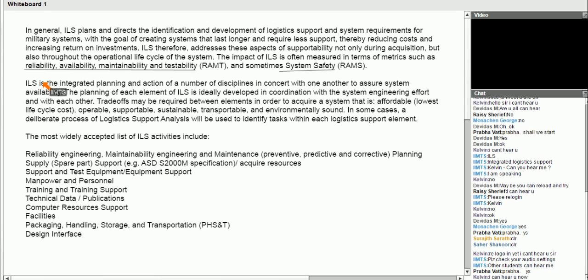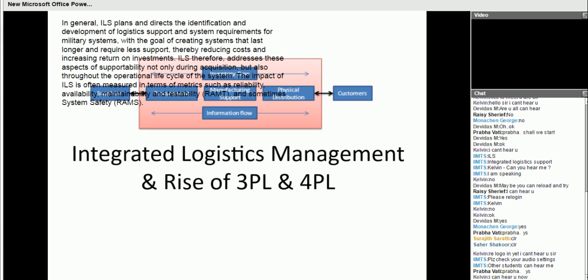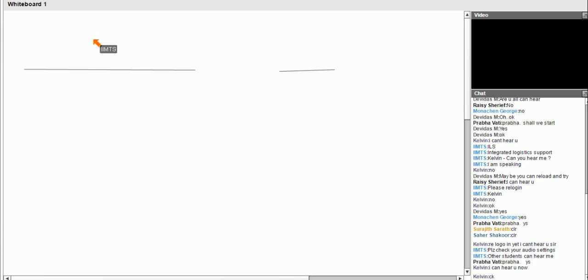So, Kelvin, today we are discussing integrated logistic management, ILM, or just to say integrated logistics. So I was just going through the basics of what integrated logistics is. With the help of integrated logistic support, in general called ILS, we can achieve these things, that is reliability, availability, maintainability, testability, and sometimes the system safety for the whole logistics system.